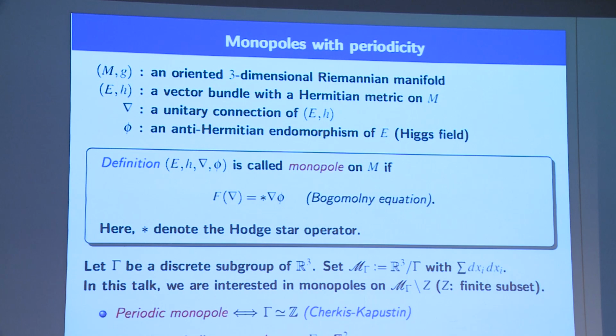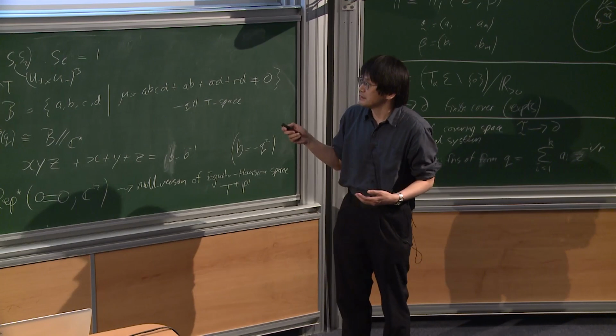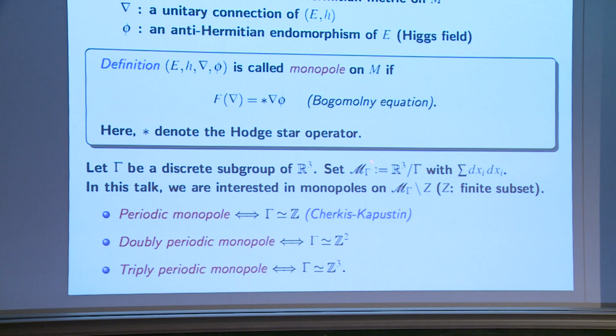And in this talk, we are particularly interested in monopoles on the quotient of Euclidean spaces. Let Γ be a discrete subgroup of R^3. Then we obtain the quotient space, which is naturally a Riemannian manifold, and the Riemannian metric is induced by the standard Euclidean metric. We are interested in monopoles on this space minus a finite subset, and we regard this finite subset as the singularity of the monopoles. If Γ is isomorphic to an abelian group of rank 1, then such monopoles are called periodic monopoles, because we can regard them as singular monopoles on R^3 with periodicity in one direction. Similarly, if the rank of Γ is 2, then such monopoles are called doubly periodic monopoles. And if the rank is 3, then they are called triply periodic monopoles.